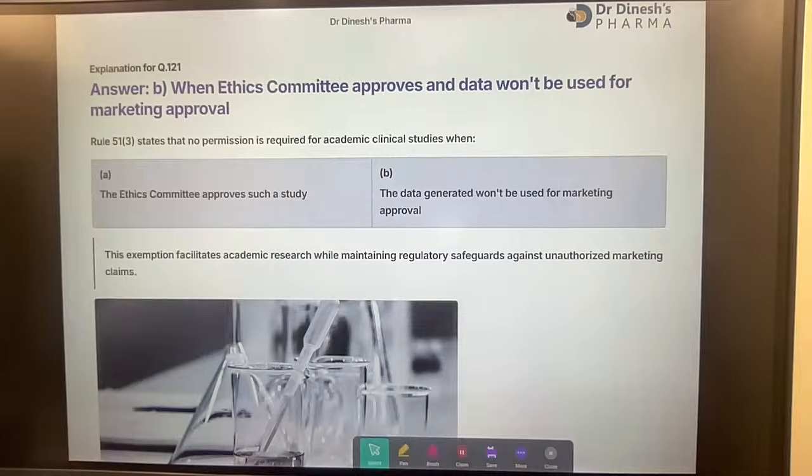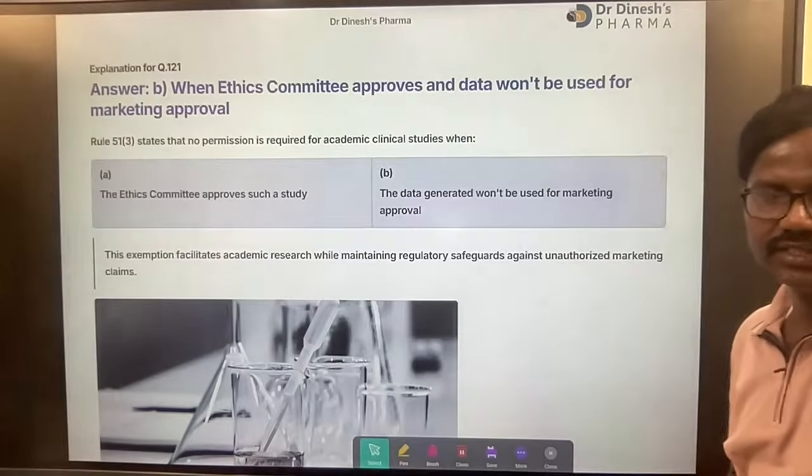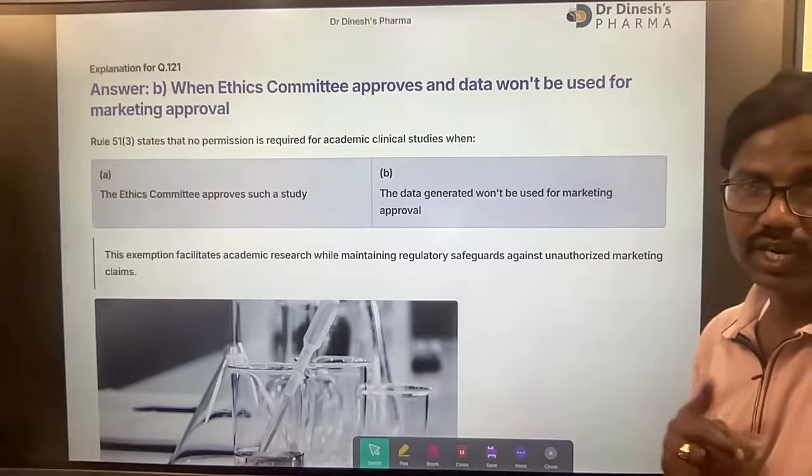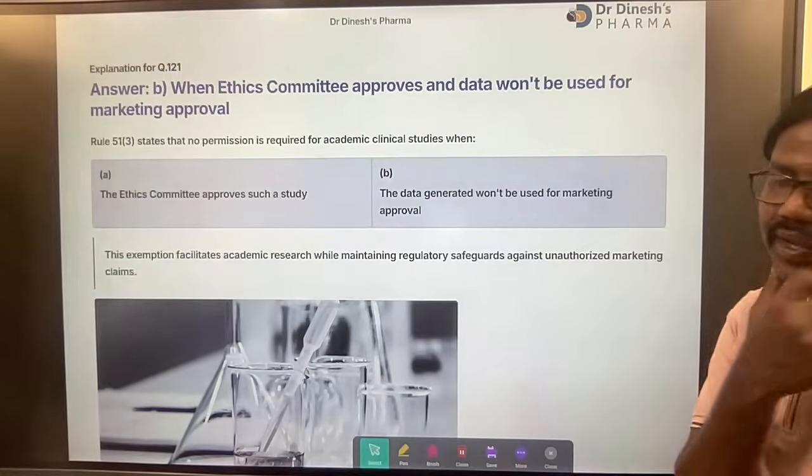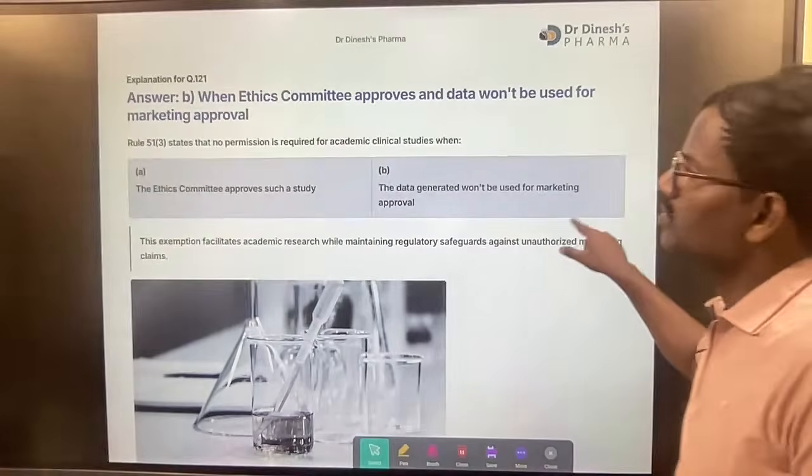Rule 51 states that no permission is required for academic clinical studies when they get approval from the ethical committee and the data generated won't be used for marketing approval. 51 sub rule 3. Okay. So this exemption facilitates academic research while maintaining regulatory safeguards against unauthorized marketing claims. Whatever discoveries or innovations are made in college cannot directly enter the market. Okay, again you get the approval from the CDSCO.